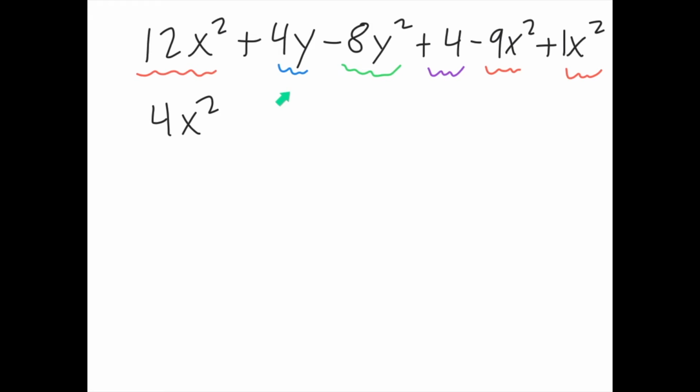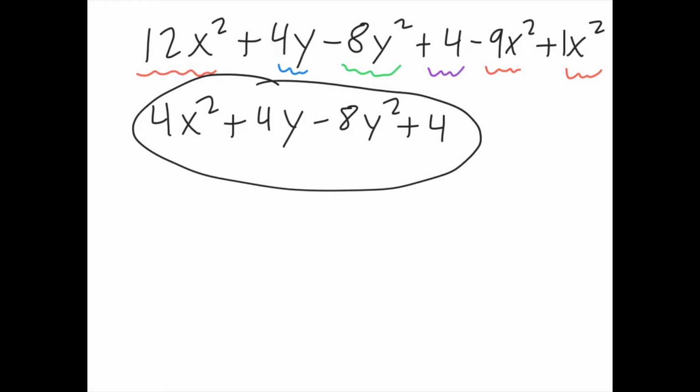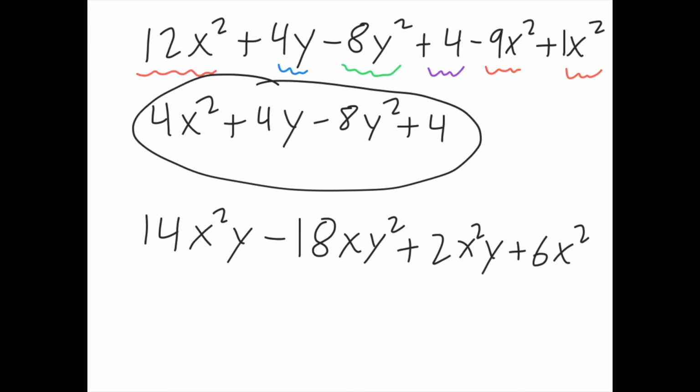And then all the other numbers are all by themselves. So we leave them by themselves and just throw them out there. So plus 4y minus 8y squared plus 4. Nothing else can combine, they're all different, so that is our final answer. Alright, let's do one more. Here's our last problem.